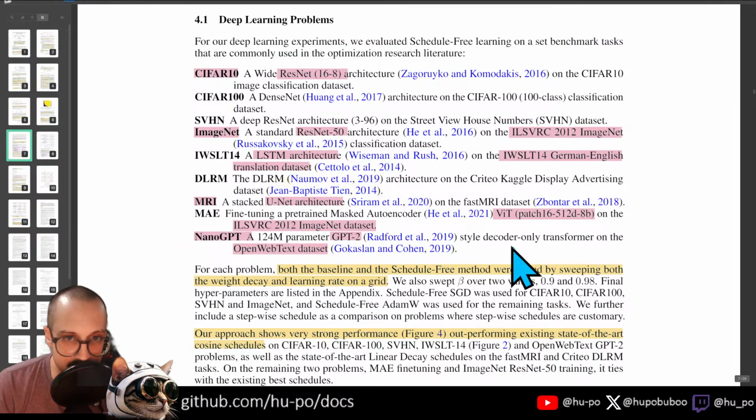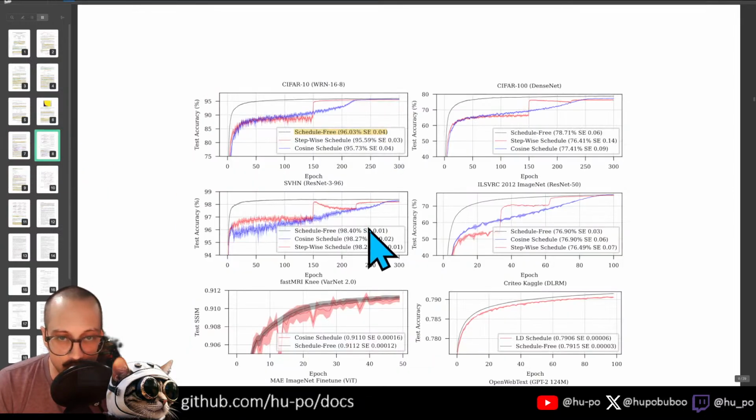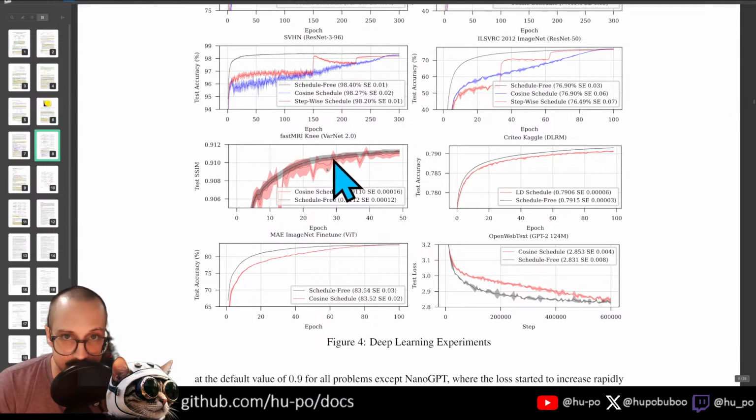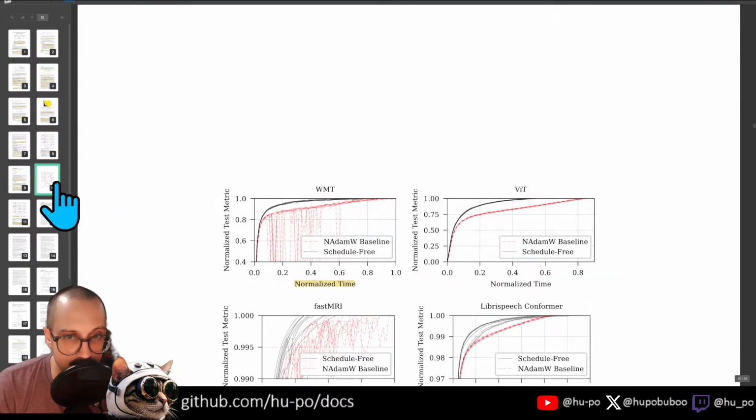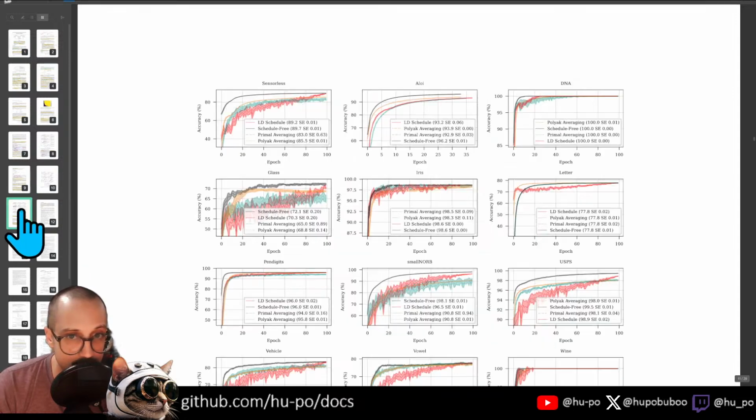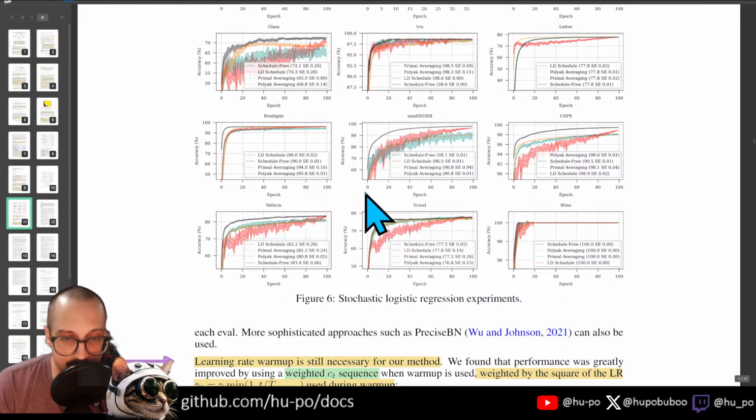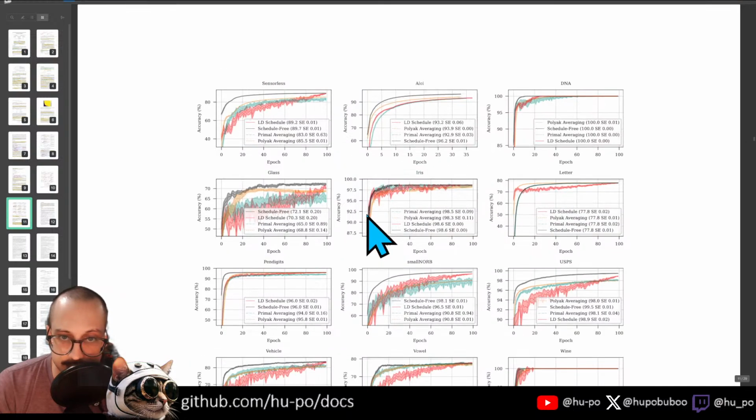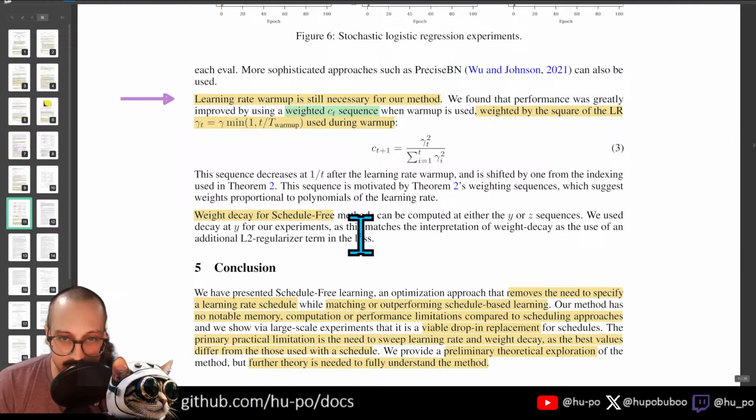You got everything from UNets, ViTs, LSTMs, ResNets, CIFAR, all the way to GPT-2. And for all of these problems, the black line, which represents schedule-free, converges much faster and much more consistently. So you can see every single chart here that they show is a banger. They beat all the other optimizers. And that's why people will be using this one.